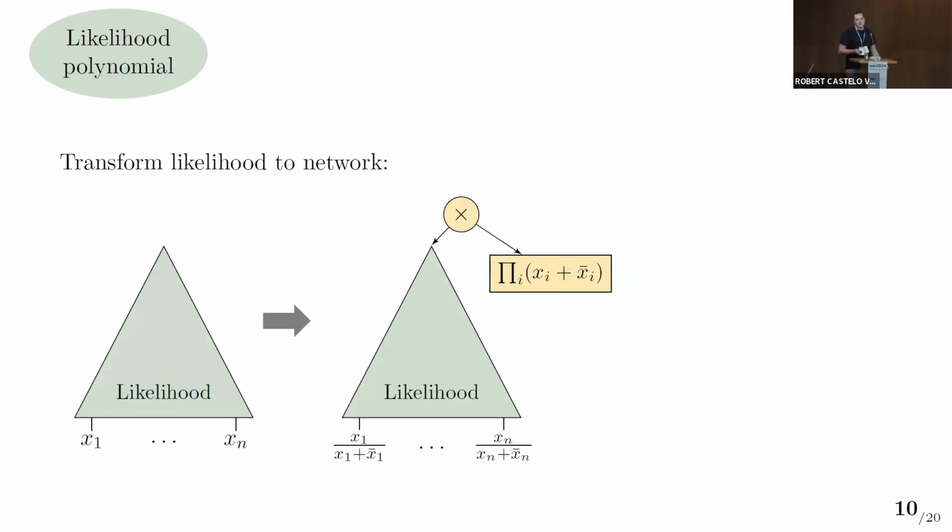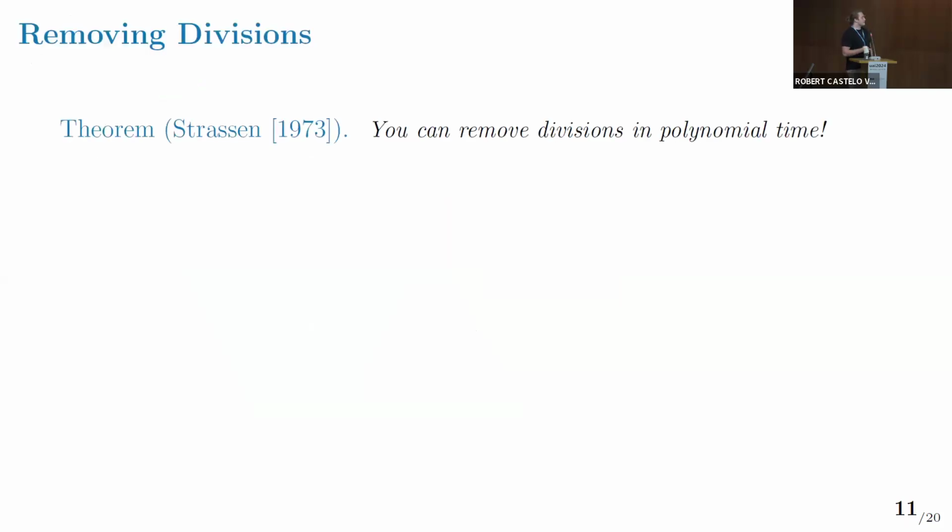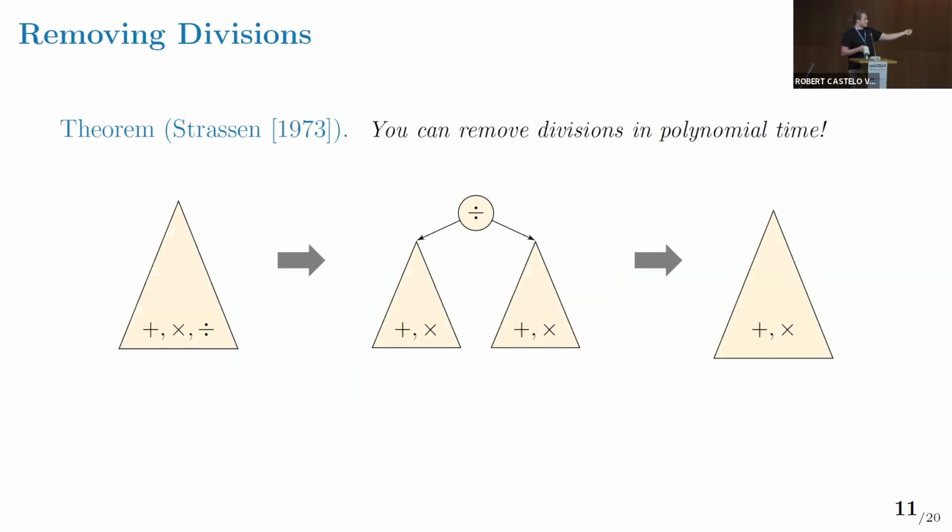Okay, but there's one catch, which is that there are divisions at each of the leaves. So I had said just sums and products. These are the kinds of circuits that people actually implement. So it'd be nice if we could remove those divisions. And here we get to rely on a really cool result from Strassen in the 70s, which says that you can remove divisions in polynomial time. So if you have an arithmetic circuit computing a polynomial, but it has divisions in there, you can propagate the divisions to a single division node at the root, using simple identities.